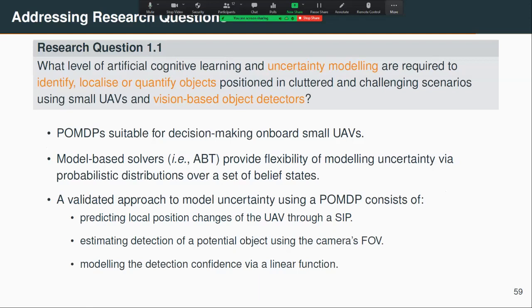The development of model-based solvers, in this case the ABT, provided flexibility to model uncertainty using probabilistic distributions or a set of belief states. A validated approach to model uncertainty using POMDPs consisted of predicting the local position changes of the UAV using the system identification process, also estimating the detection of a potential victim using the camera's field of view, and finally modeling the detection confidence using the linear function that I explained in the observation model.